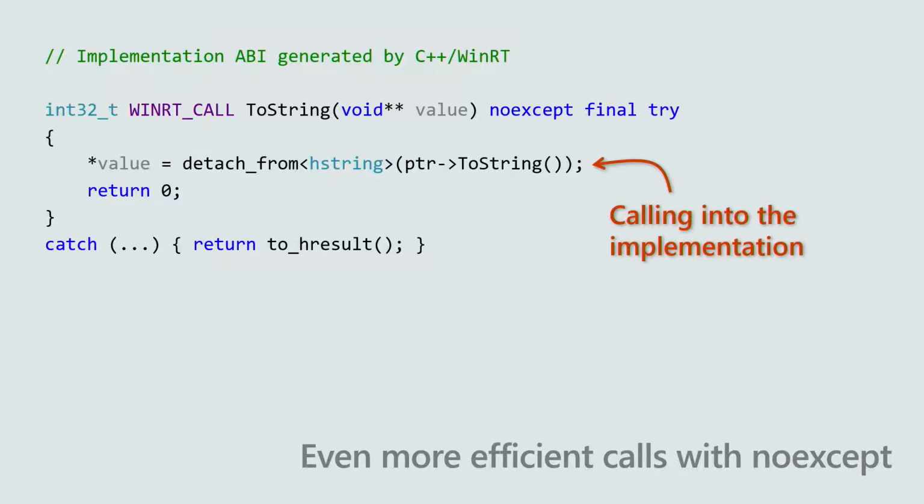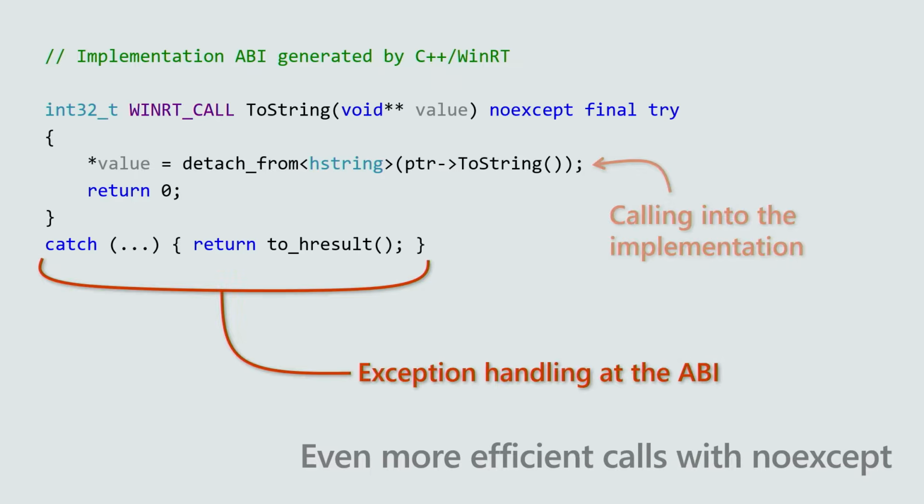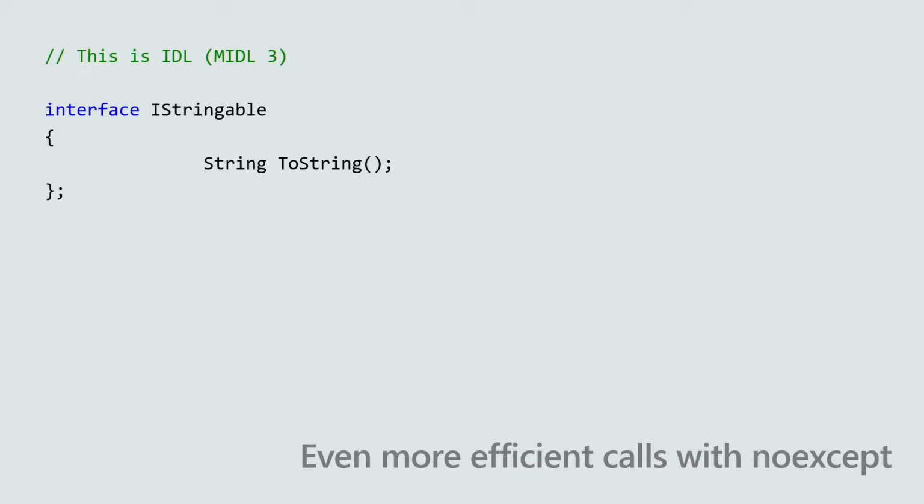And you can see here, for example, how we're calling up into the implementation. And you can see that this ABI provides all the scaffolding, such as the exception handling, to take care of that ABI boundary for you. So you could conceivably throw an exception in your toString method, and it just works by translating that back into an HRESULT.